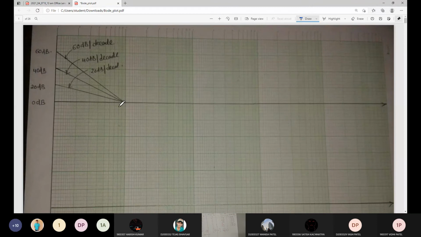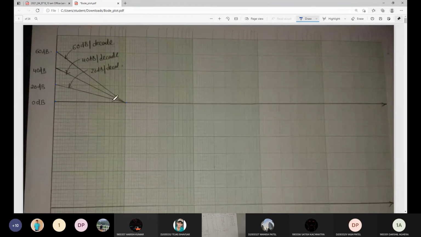Then what you have to do? You have to draw some lines, reference lines. Why is this reference line required? Because we are having slopes of minus 20 dB per decade, 40 dB per decade, 60 dB per decade and so on. On the scale I am taking y unit equal to 20 dB, so I will put 0 dB, 20 dB, 40 dB and 60 dB. Then I will put the reference lines, 20 dB, 40 dB from the 0 dB line.